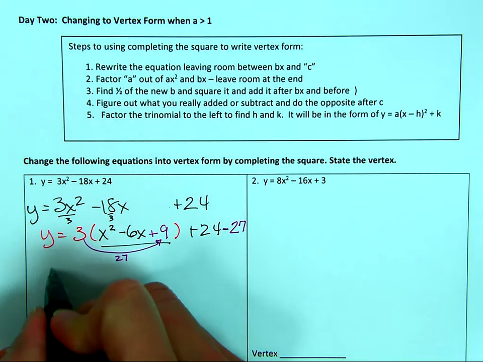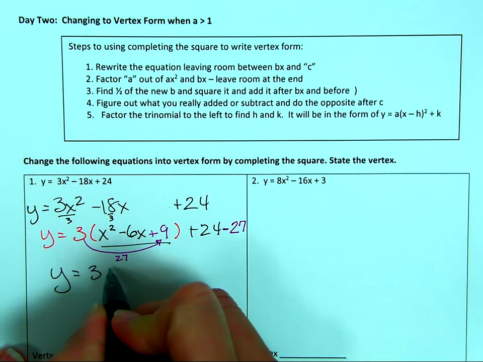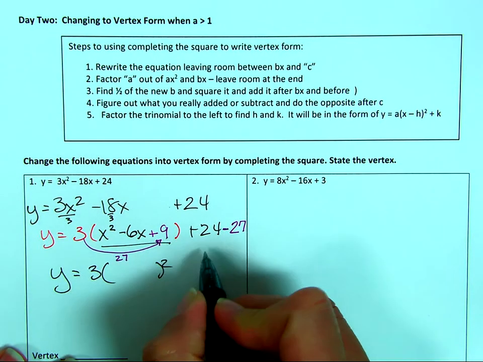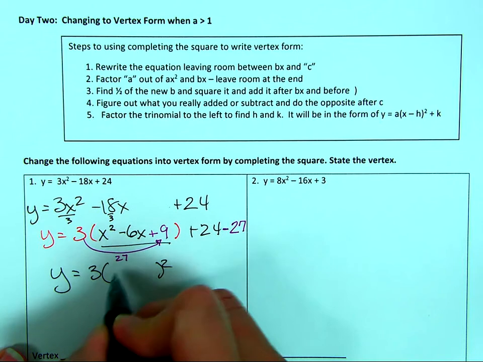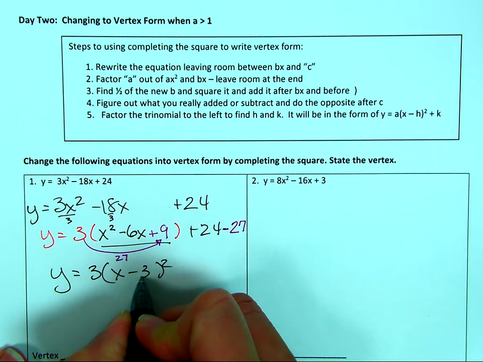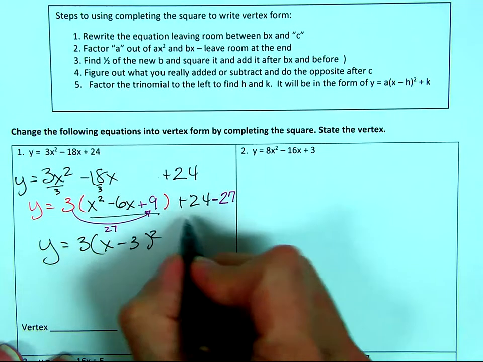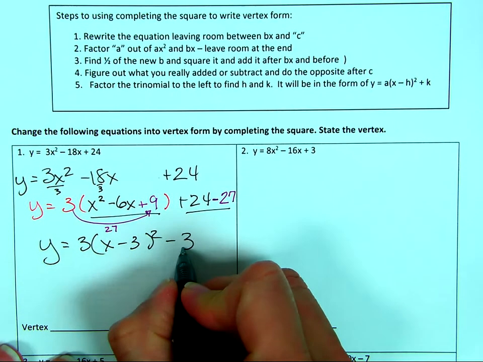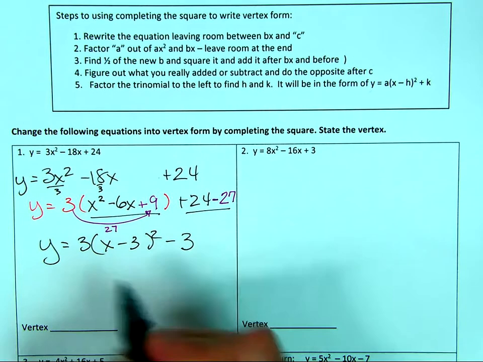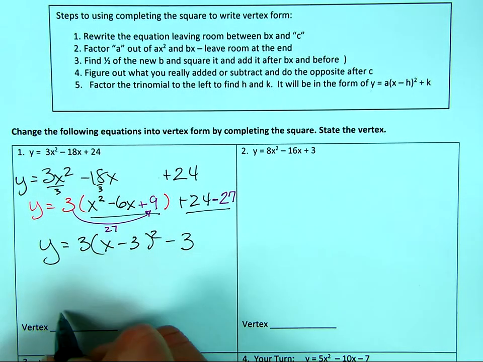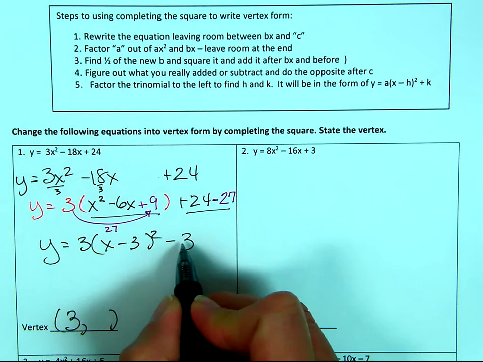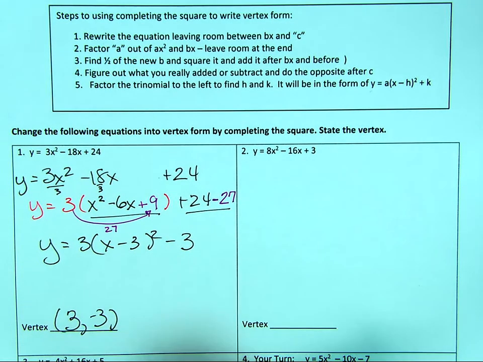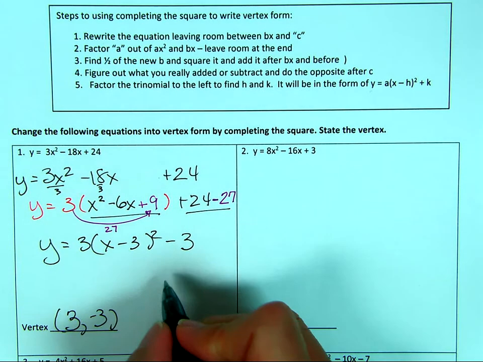So now I'm going to rewrite it in factored vertex form. I'm going to factor this trinomial square, which is x minus 3, squared. And then I'm going to combine these, which is negative 3. And when it's in vertex form, remember, I can just take the opposite of that number, and then whatever this number is. So my vertex is 3, negative 3. I'm going to remind you how to graph that.